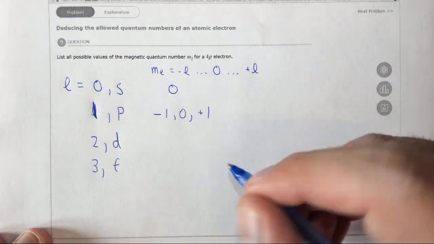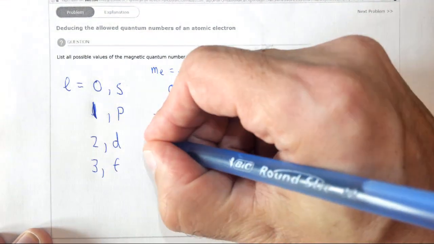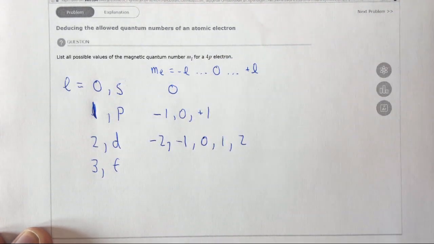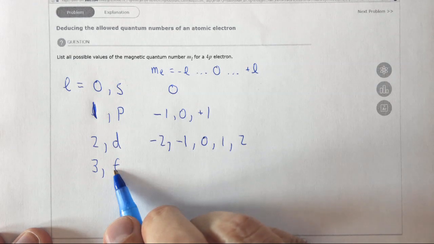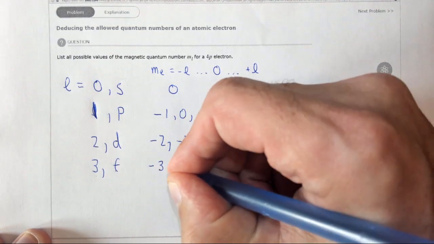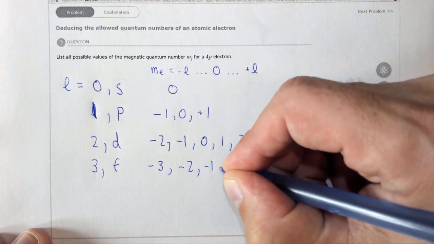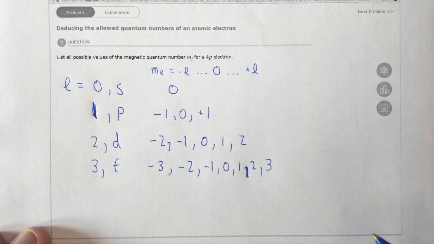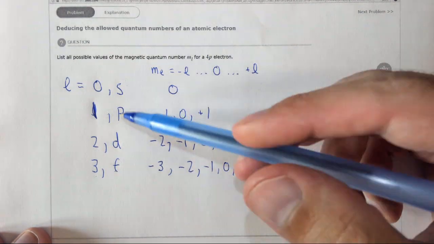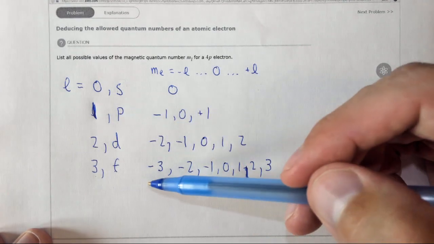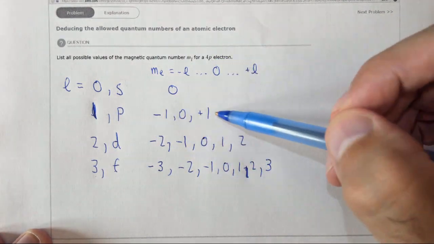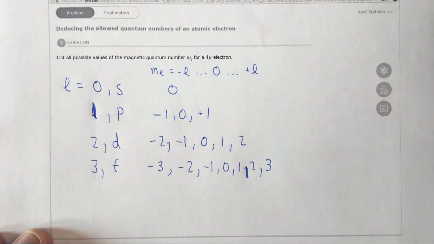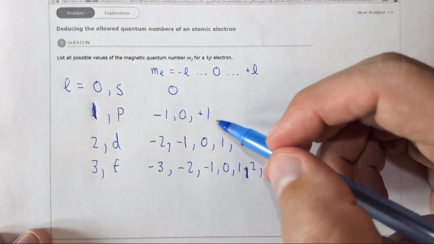In a d orbital where L equals 2, you can have minus 2, minus 1, 0, 1, and 2. And in the case of an f orbital where L equals 3, you can have minus 3, minus 2, minus 1, 0, 1, 2, and 3. So these are the possible values of m sub L for each orbital. Notice that n doesn't matter here. So since this is a 4p electron, the possible values of m sub L are minus 1, 0, and plus 1. Independent of whether it's a 4p or a 2p or a 5p, it doesn't matter.